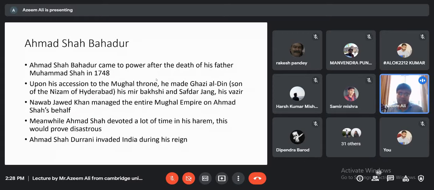Now we're going to look at the next Mughal Emperor who came to power after Muhammad Shah: Ahmad Shah Bahadur. He came to power after the death of his father, Muhammad Shah, in 1748. Upon his accession to the Mughal throne, he made Ghazi al-Din, who was the son of the Nizam of Hyderabad, his Mir Bakhshi, and Safdarjung his Wazir. Nawab Javed Khan managed the entire Mughal Empire on Ahmad Shah's behalf, while Ahmad Shah devoted a lot of time to his harem, and this proved disastrous, as Ahmad Shah Durrani invaded India during his reign.